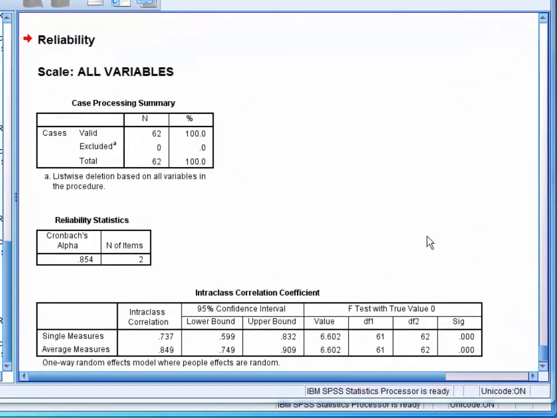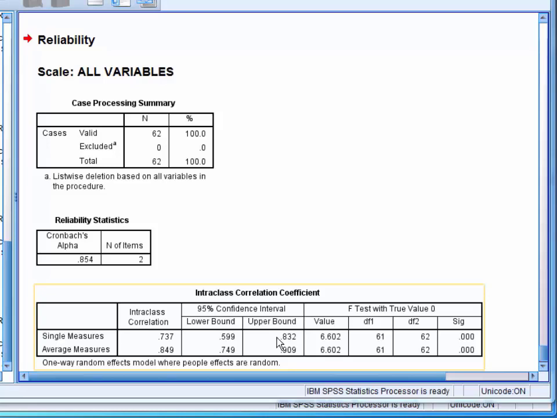Our main table of interest here is the intra-class correlation coefficient table. Here we want to read the results from the single measures row. We can see that the coefficient is 0.737, which is relatively low. Then we would look at the confidence intervals for this estimate, which range from 0.599 to 0.832. Now these are quite wide, which overall would indicate a relatively low level of test-retest reliability.